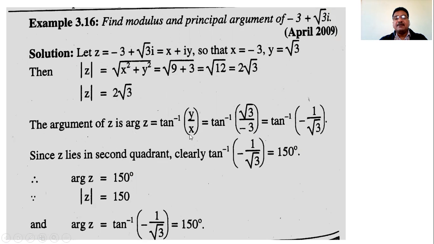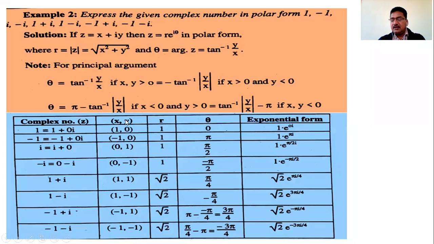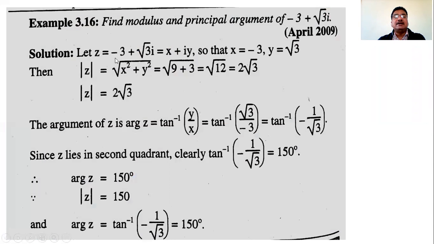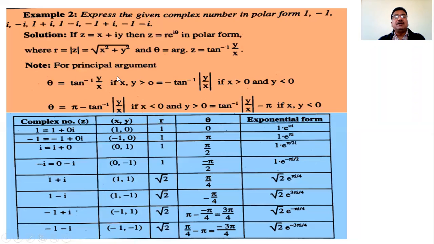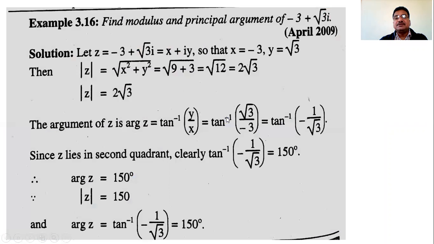Tan inverse y by x, because both are positive. No, though, both are not positive. So here use the formula. X is minus 3, so x is negative, and y is positive. So use this formula: pi minus tan inverse mod y by x. Instead of tan inverse y by x, use the formula tan inverse mod y by x. Then we get the answer 150 degree.